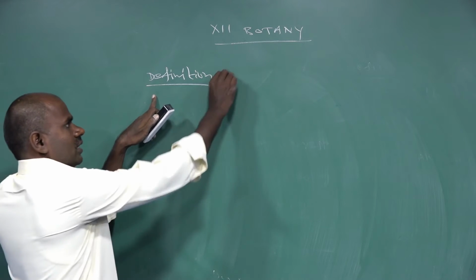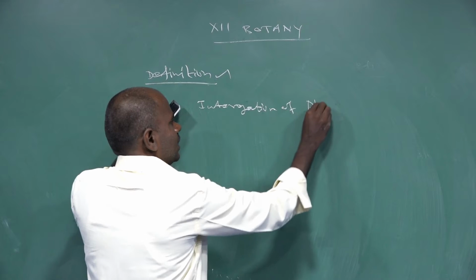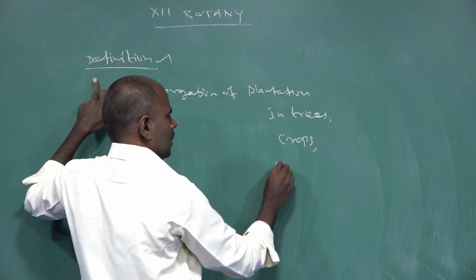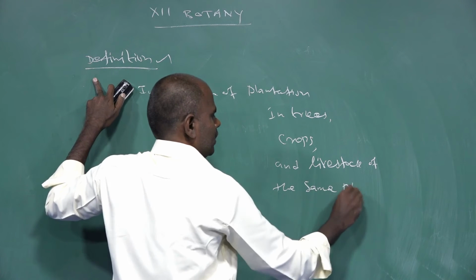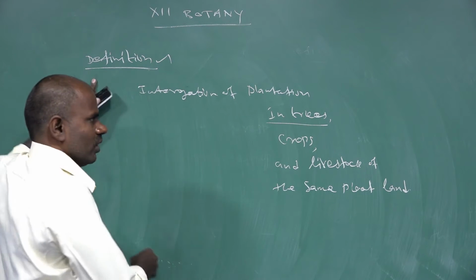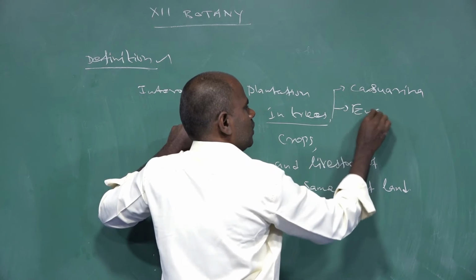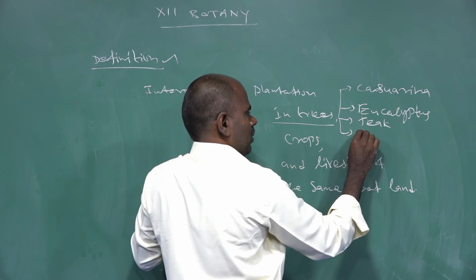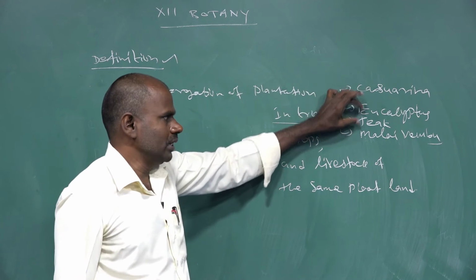So what is the definition of agroforestry? Agroforestry means integration of plantation of trees, crops and livestock on the same plot of land. What are the examples of trees cultivated in the forest? The first is casuarina, eucalyptus, teak and Malayvembu. We cultivate these trees in the forest: casuarina, eucalyptus, teak and Malayvembu.